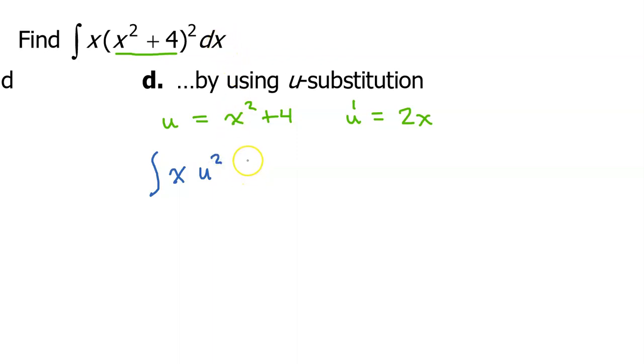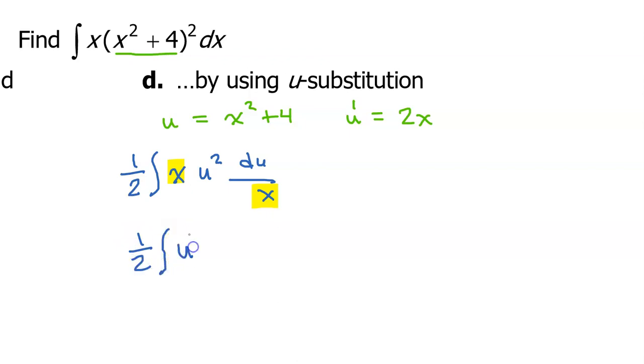Instead of dx, we will write du divided by u prime, so divided by 2x. I'm going to bring this 2 out to the front as a 1/2 since it is in the denominator. In fact, I'm just going to move it right now. So I have this. And I'm noticing that we have x in the denominator and we have this x right here. So these will cancel each other out.